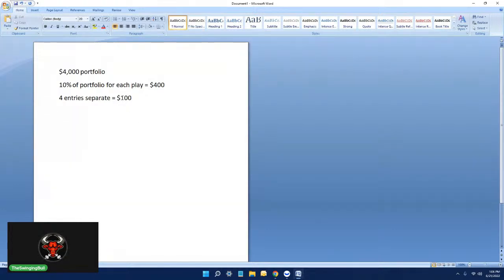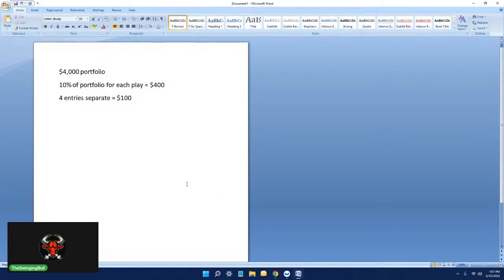It's just a good rule of thumb. Some people do 10% for each entry, and they'll have 10 different buys. If that's the case, then you're going to do $40 for each entry. But me personally, I like the 4 entries out of the $400, and that's going to be $100 per entry. So it's a really good, safe way to play there.